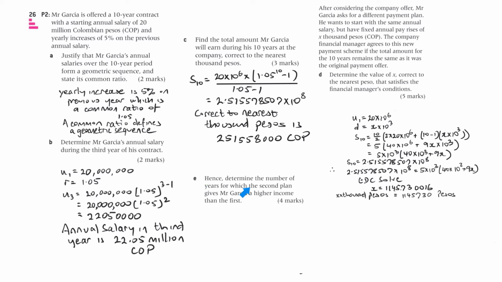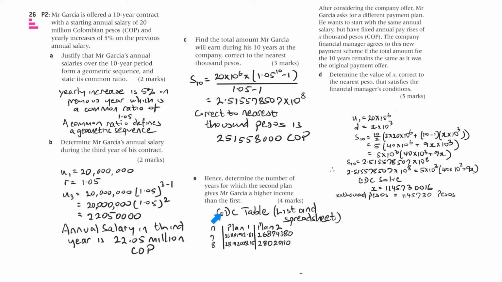Hence, determine the number of years for which the second plan gives Mr. Garcia a higher income than the first. Now, when we say higher income, that means yearly income than the first. Well, we're talking about the terms now. The first year it was 20 million. The second year was 20 million times 1.05. The third year is 20 million times 1.05 squared. What they're asking is the number of years for which the second plan gives him a higher income than the first. So we're going to compare this plan here with what he would be getting based on these numbers over here.